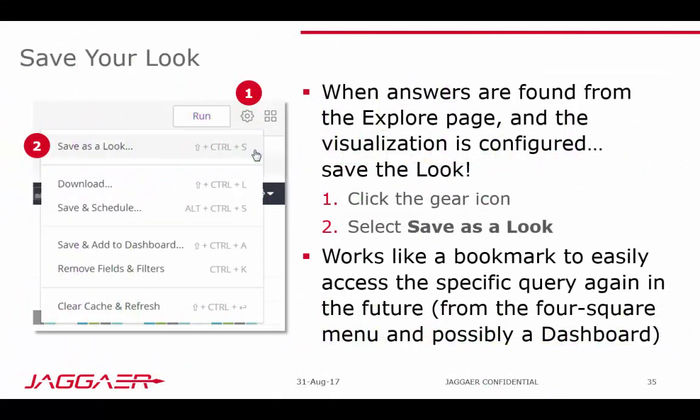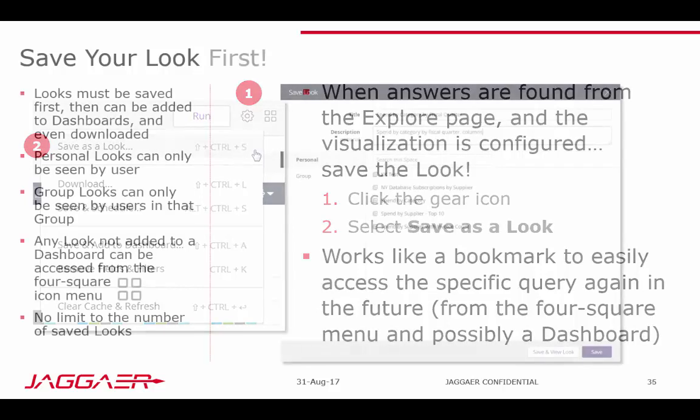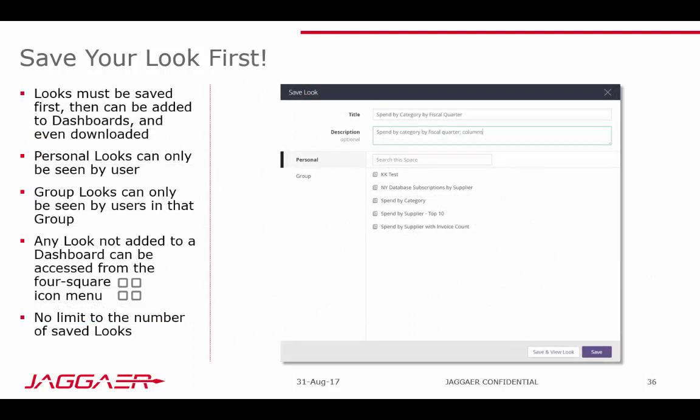So let's quickly review some of the options that you have for saving and downloading your looks. To save your look, use the gear icon and choose Save as a Look. Again, this works like a bookmark to easily access that specific query again in the future. You can use the Foursquare menu, or if you save the look eventually to a dashboard, you can access it from that. Make sure to save your look first. It must be saved before it can be added to a dashboard.